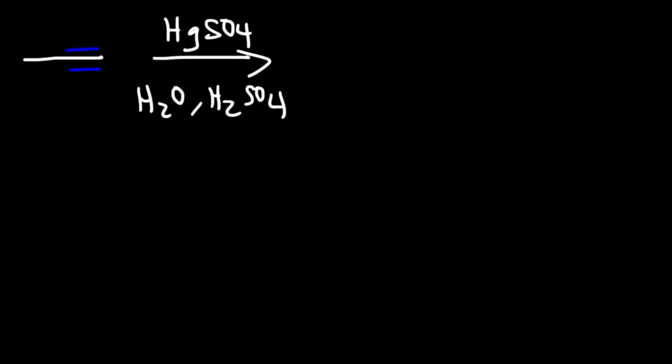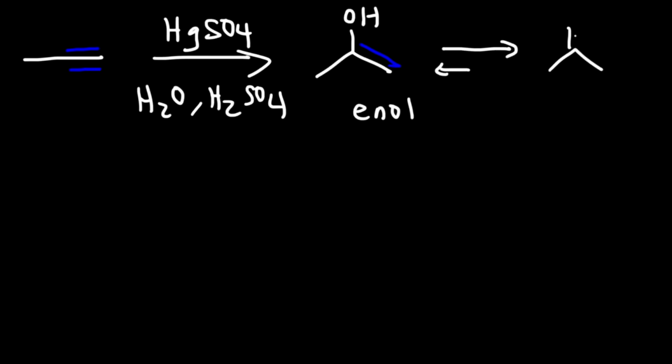What do you think is going to happen here? Now this reaction is similar to the oxymercuration-demercuration reaction of alkenes, which would give us alcohols. But for this reaction, we're still going to get an OH group, but the triple bond will go down to a double bond. So whenever you have a double bond with an OH group, this is called an enol. Now the enol is not stable. It can tautomerize into a ketone.